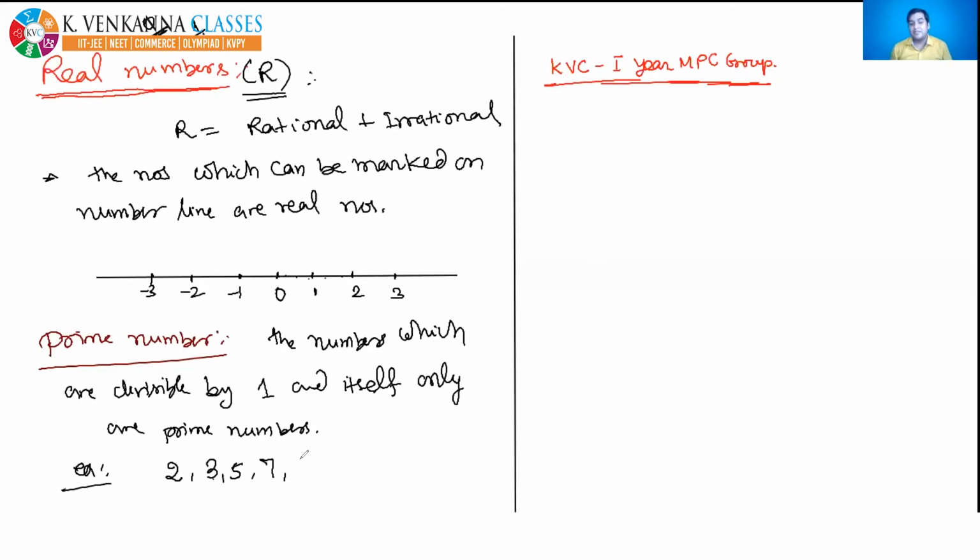9 is not prime. 10 is not prime. 11 is prime. 13 is prime. 12 is not prime. 14, 15, 16 are not prime, 17 is prime. 19 is prime. In such a way you can move. So these are examples of prime numbers.